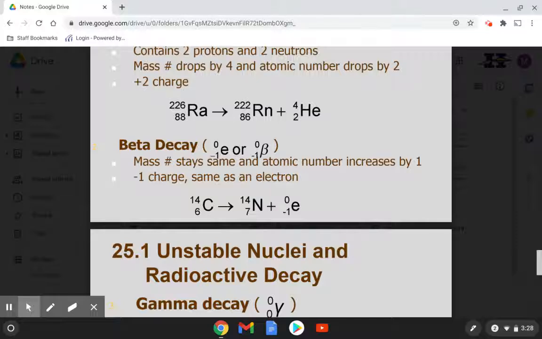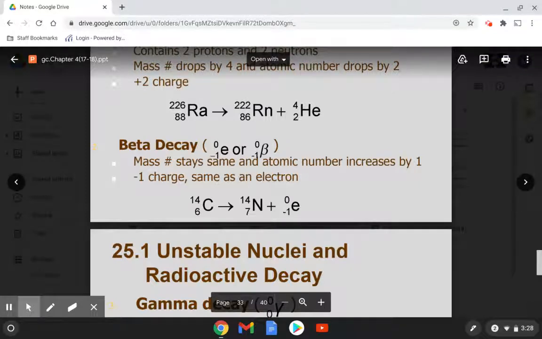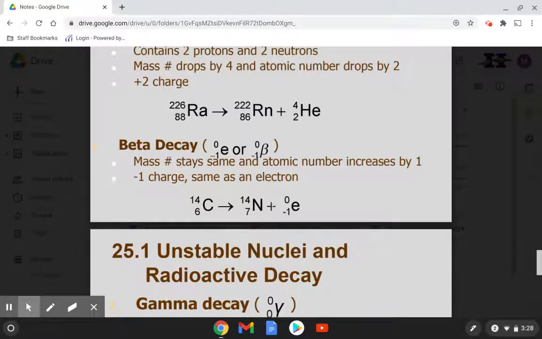So if we look at this nitrogen here, we see that the atomic mass is going to stay the same, but the atomic number is going to increase. So if we're looking at this decay here, it's going to be whatever nitrogen we see here added with an electron, or that -1 charge.